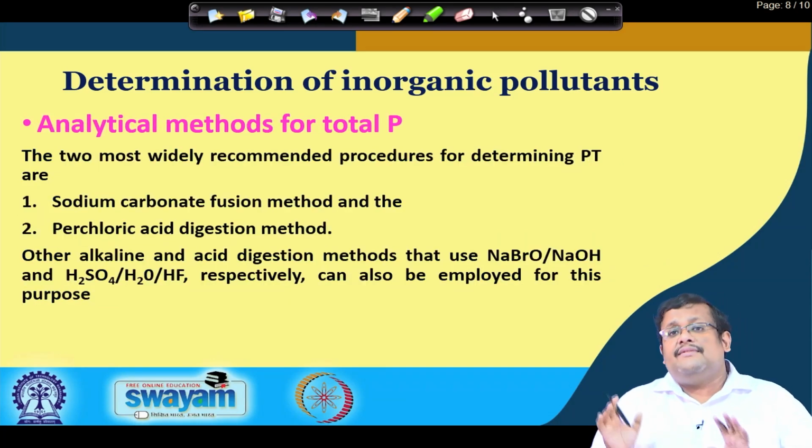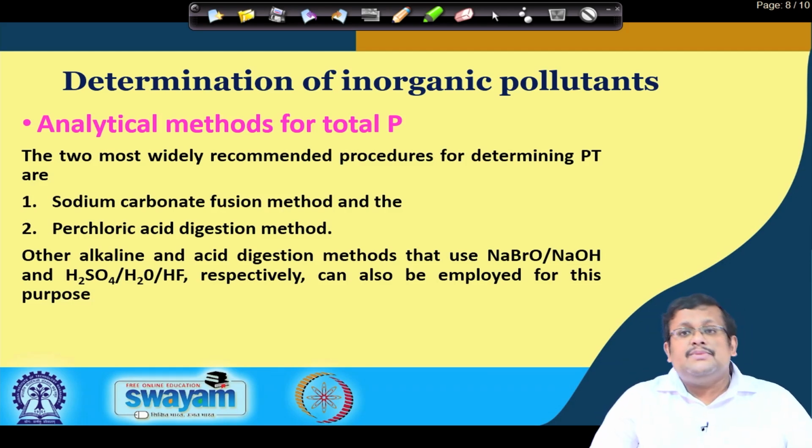Now, we have talked about the analytical methods for inorganic phosphorus. For analytical methods for total phosphorus, there are two most widely recommended procedures for determining total phosphorus, or PT: the sodium carbonate fusion method and the perchloric acid digestion method. Other alkaline and acid digestion methods using different components can also be used, but the two major methods which we generally use are the sodium carbonate fusion method and the perchloric acid digestion method for measurement of total phosphorus.